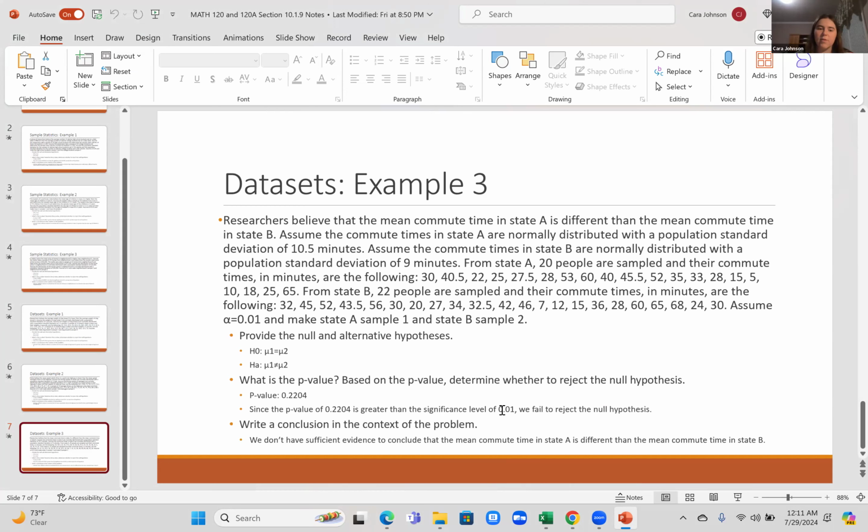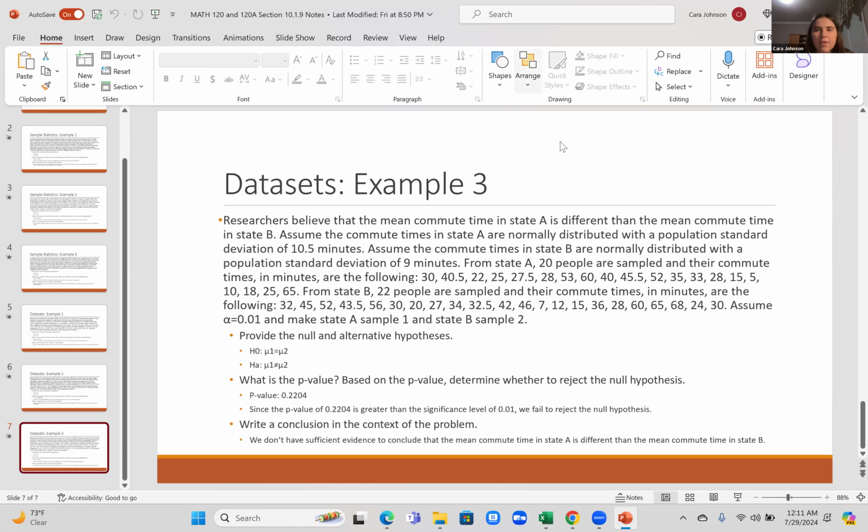And if we fail to reject, that means we don't have enough evidence that the HA is true. So we don't have sufficient evidence to conclude that the mean commute time in state A is different than the mean commute time in state B, the alternative written in context of the question in sentence form.